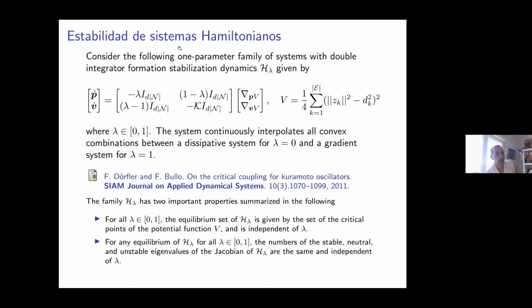So if we consider a family of one-parameter systems with double integrator stabilization dynamics, H lambda, given in this form, then this system, with this potential function B, the one that we are using for formation control, interpolates all convex combinations between a dissipative system for lambda equals 0 and a gradient, conservative system for lambda equals 1. What they show is that for all lambda between 0 and 1, the equilibria set of H lambda is given by the set of critical points of this potential function B, and is independent of lambda. That's the good part of the story.